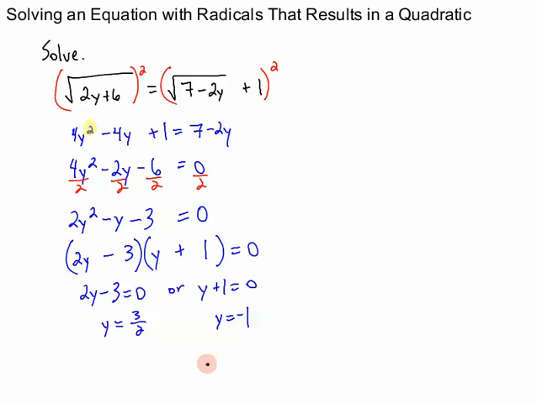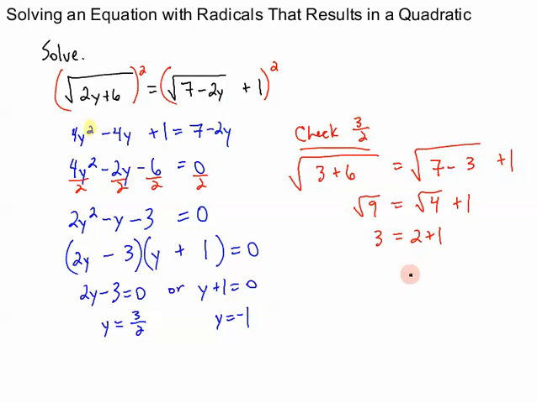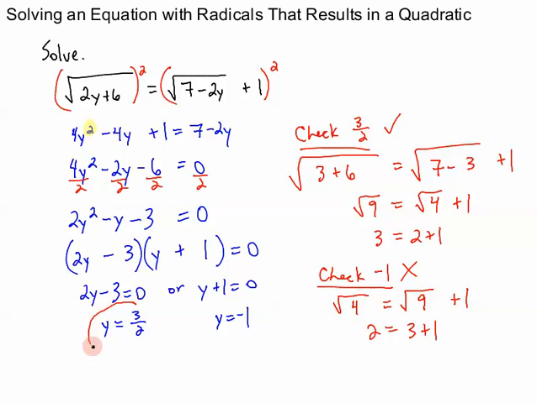Let's check those. 2 times 3 halves is 3, plus 6 equals 7 minus 3 plus 1. And that one works out, and the negative 1 does not. So 3 halves is the solution.